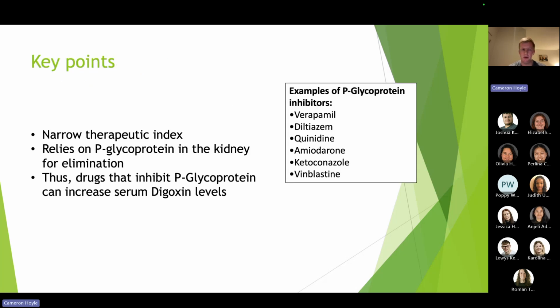Obviously, the key points, you will all know that it has a really narrow therapeutic index. It's eliminated in the kidneys, and some of the drugs on the right-hand side there are things that will increase your digoxin levels. So just be aware of those when they come up in the exams. They're really easy exam questions. Those are the drugs, if they're given concurrently, that can increase digoxin toxicity.